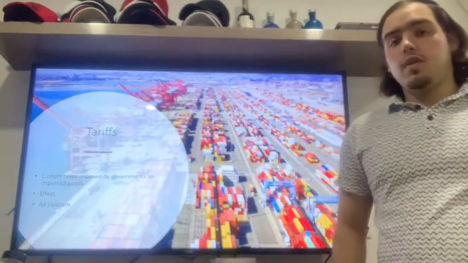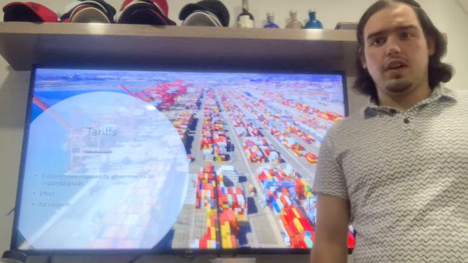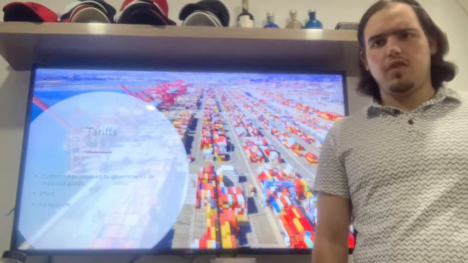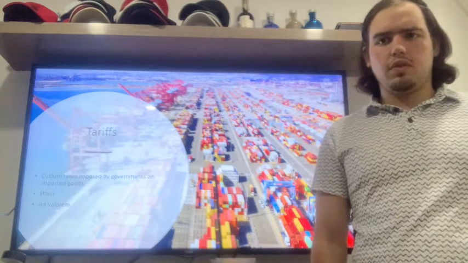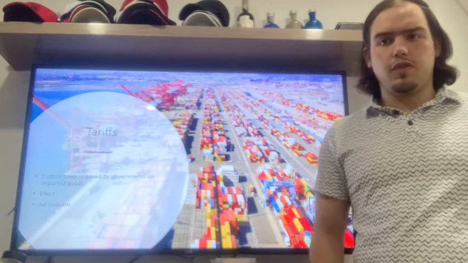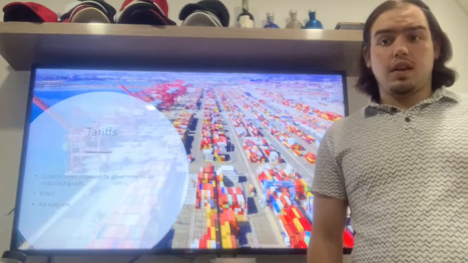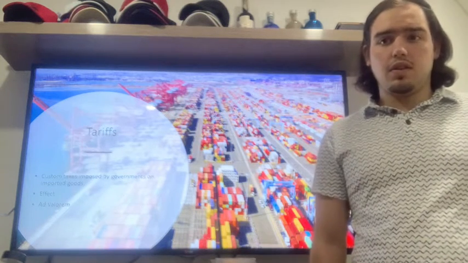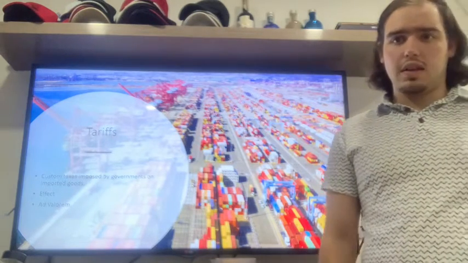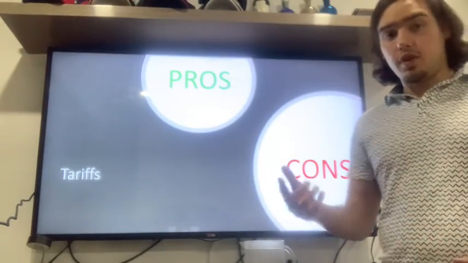So, the first trade barrier I'm going to talk about is tariffs. Tariffs are defined as custom taxes imposed by governments on imported goods. The effect of these tariffs is that they increase the price of the foreign goods relative to the national or domestic goods. And the tax is imposed as a percentage of the total cost of the product, and it is called ad valorem. So now I'm going to talk about the pros and cons of tariffs.